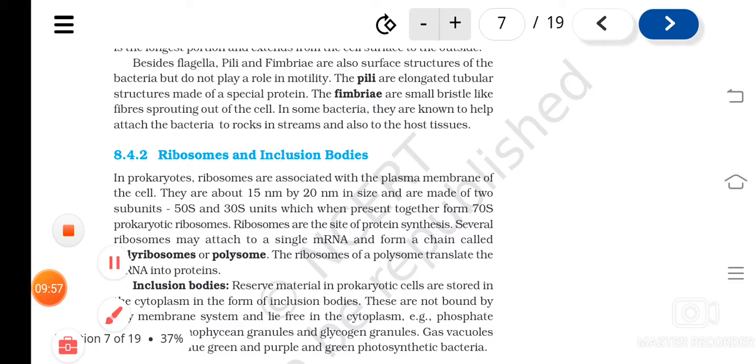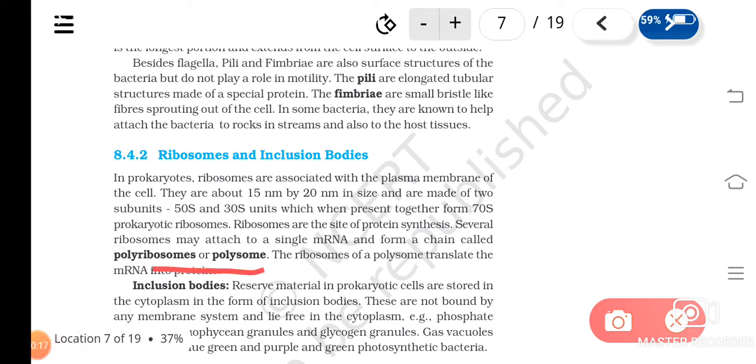And what is the major function of ribosomes? Ribosomes help in protein synthesis. You can see many ribosomes attached to a single mRNA, and this is known as polyribosomes or polysomes. What are polysomes? We will study this in detail next year. That is how protein synthesis takes place. During protein synthesis, DNA cannot direct the protein synthesis by its own.